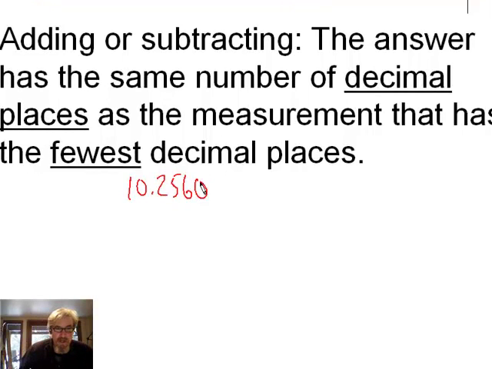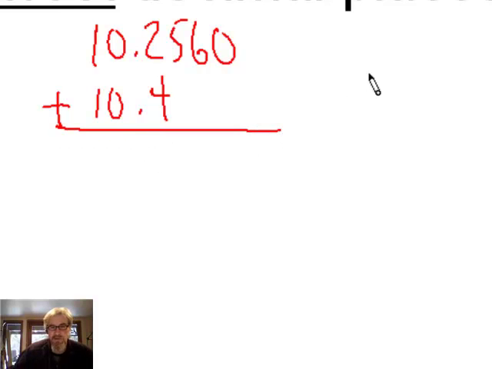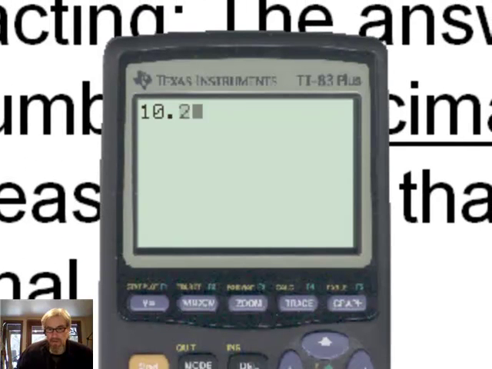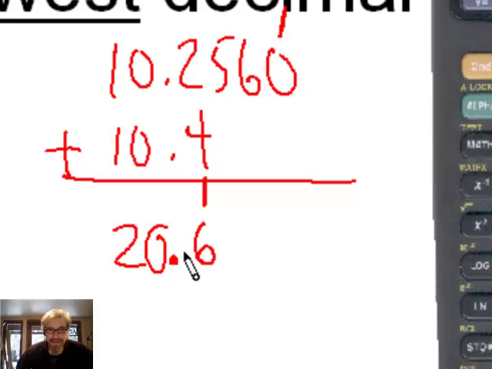Here's an example. Say I was adding 10.2560 to this number, 10.4. Now, if I just grab my calculator and do this calculation, 10.2560 plus 10.4, my calculator tells me 20.656. But according to this rule, the answer has to have the same number of decimal places as the measurement that has the fewest decimal places that I'm adding. Well, this number here, the top number, is good to the nearest 10,000th. But the bottom number is good only to the nearest 10th. So I have to round my 20.656 down to 20.6.